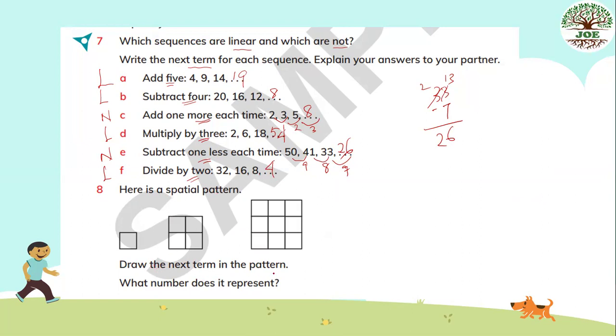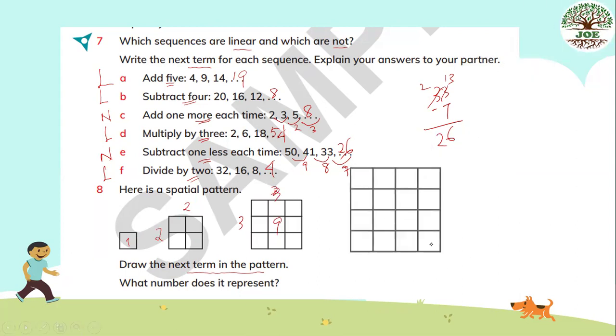Draw the next term in the pattern. Here is 1 square. Here is 4 squares. So down is 2 and across is 2. This is 3 and this is 3, all together the total is 9 squares. So our next term will be across 4 and down 4.